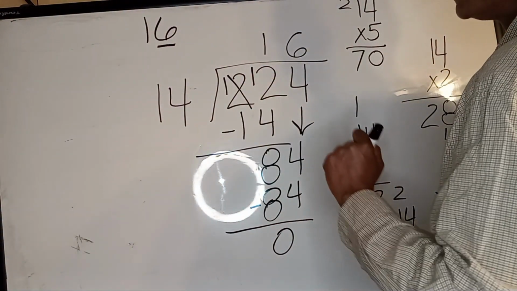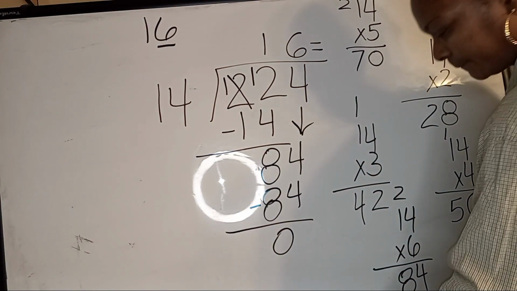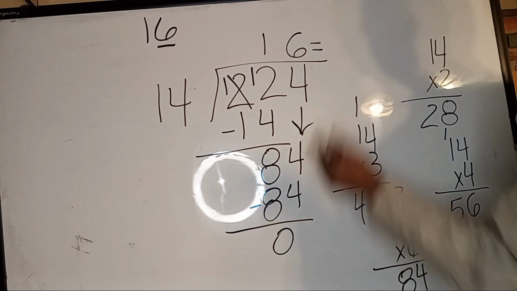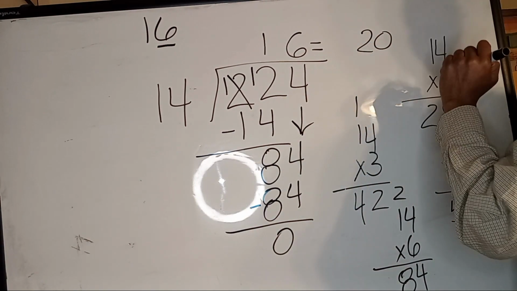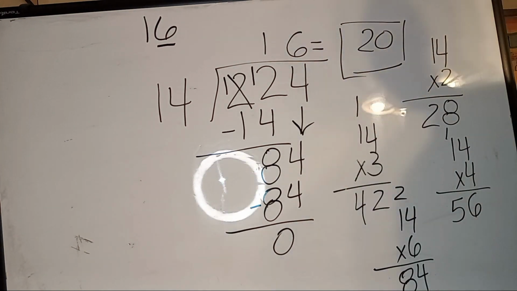1 goes up to 2, so 16 would be rounded off into 20. So for this problem, the answer would be 20 people about can fit into each car on that train.